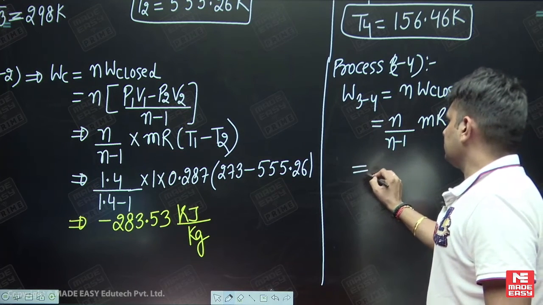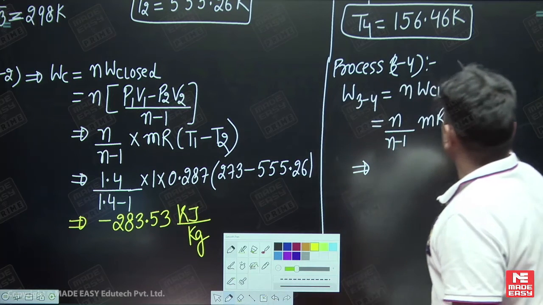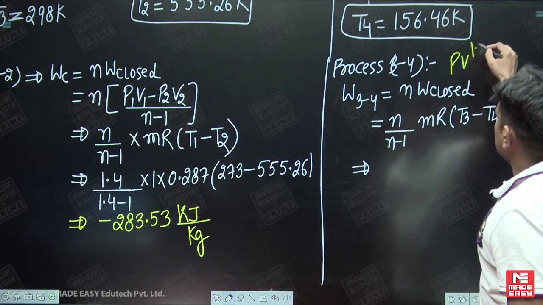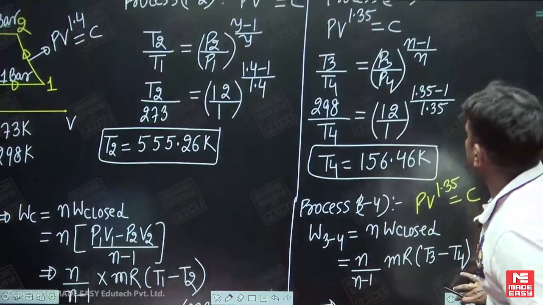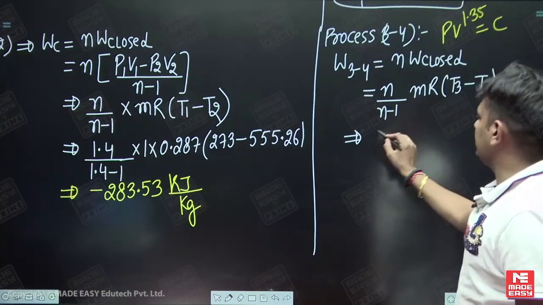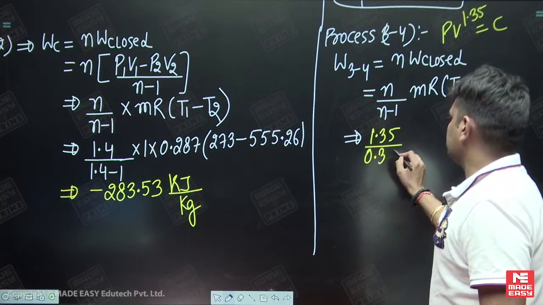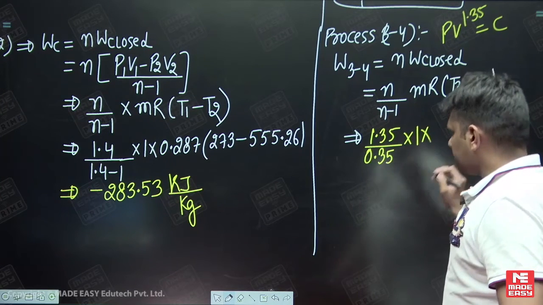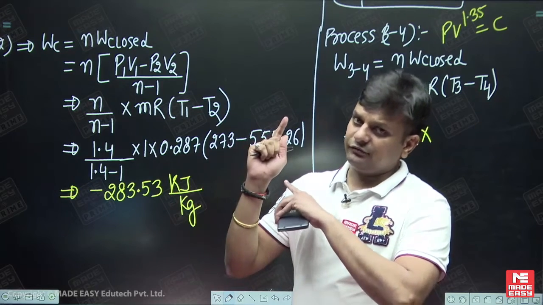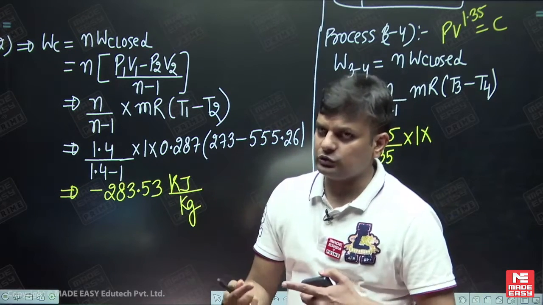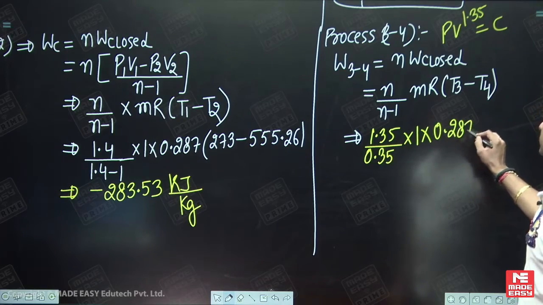Okay, T3 minus T4. But here what is the most important thing? The important thing is you have to remember this. I think index is 1.35, na? 1.35 upon 0.35. Again I am calculating per mass. Okay, after calculation of mass, if there is a need, then I will multiply with mass also. Okay, so don't worry about that. Don't get confused in that part.